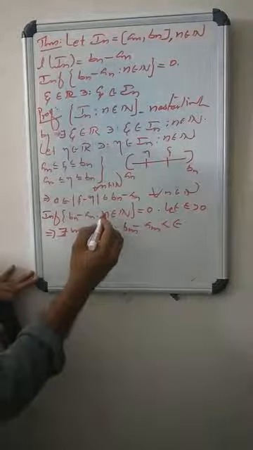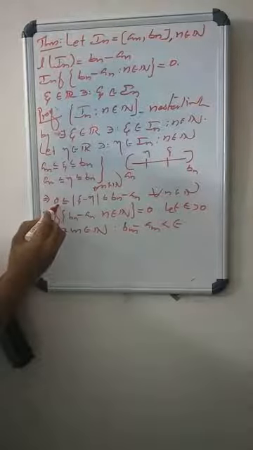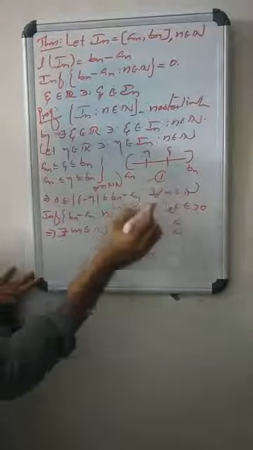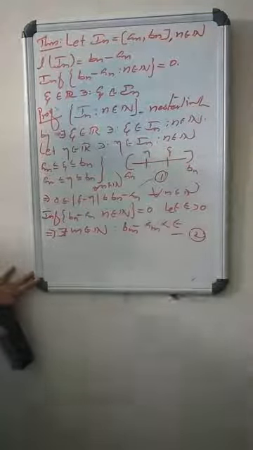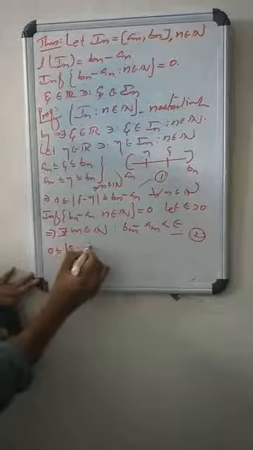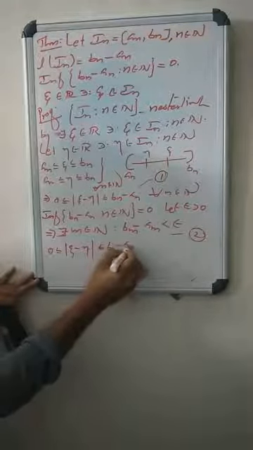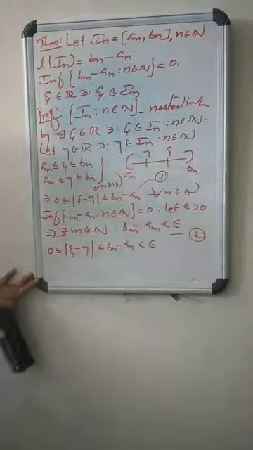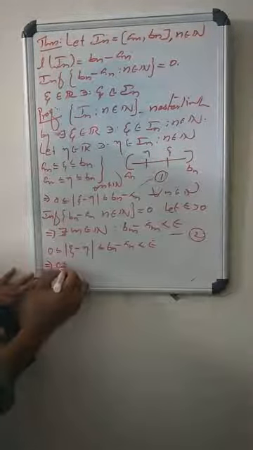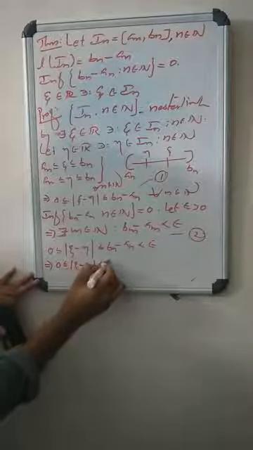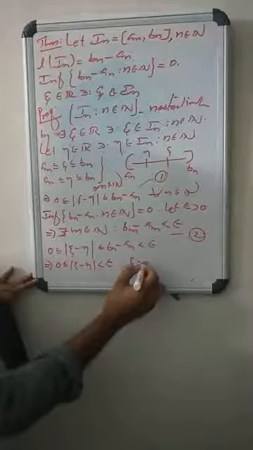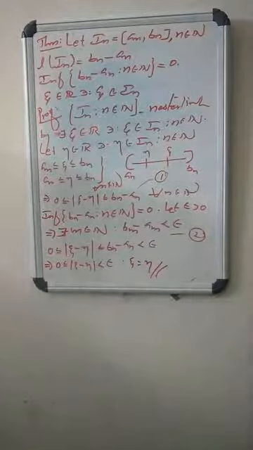So we have 0 less than or equal to the modulus of zeta minus eta, less than or equal to b_n minus a_n, mark it as 1, and b_m minus a_m strictly less than epsilon, mark it as 2. Combining, we get 0 less than or equal to the modulus of zeta minus eta, less than or equal to b_m minus a_m, strictly less than epsilon. Since epsilon is arbitrary, we have zeta equals eta, so the uniqueness is preserved.